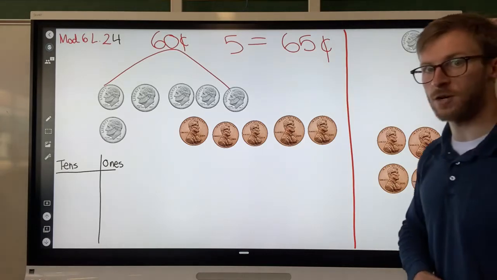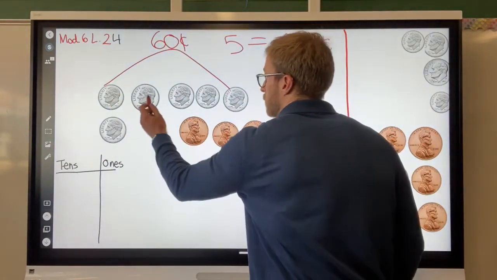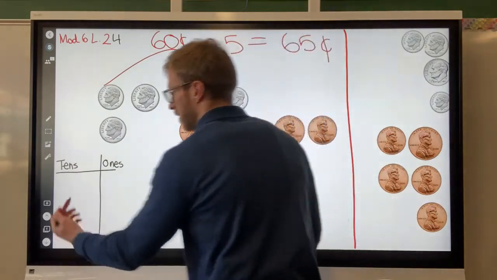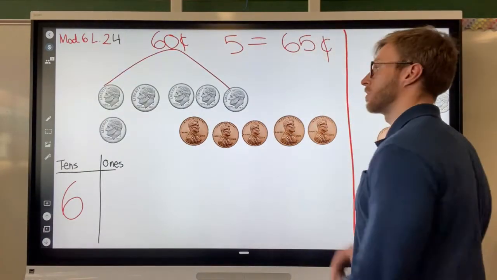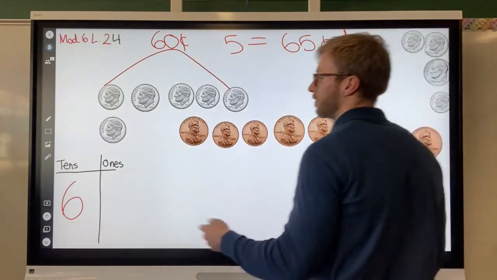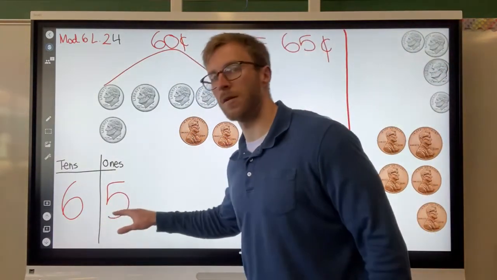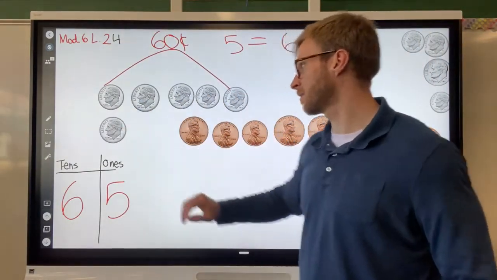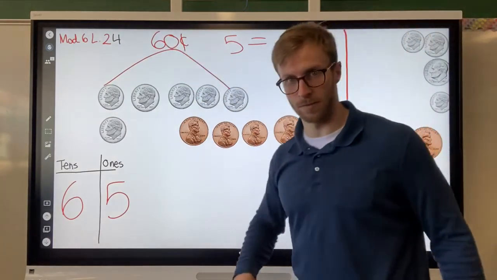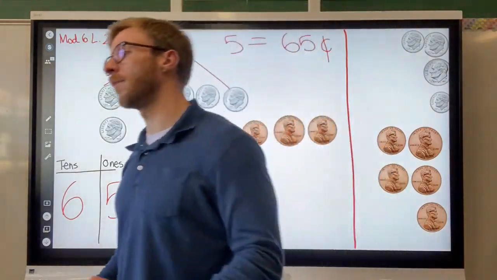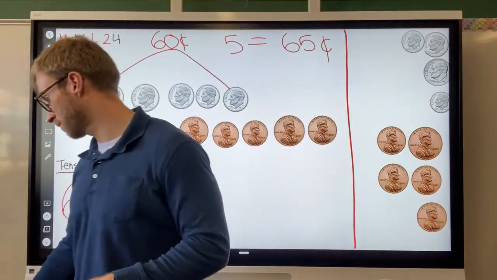Okay, if you need more time, pause the video, but let's do this. We're going to fill in our tens place, so we're going to count our tens. We have 1, 2, 3, 4, 5, 6. 6 tens. Now we're going to fill in our ones place. We need to count our ones. 1, 2, 3, 4, 5. 5 ones. 6 tens and 5 ones makes the number 65. 6 tens, 5 ones. We want to make sure we are focusing on our tens and our ones when we're adding dimes and pennies.